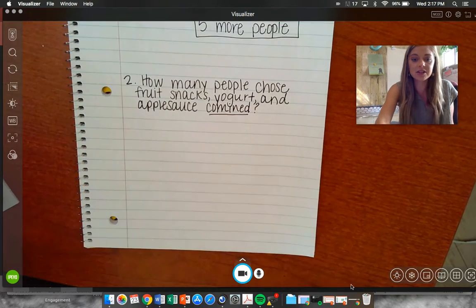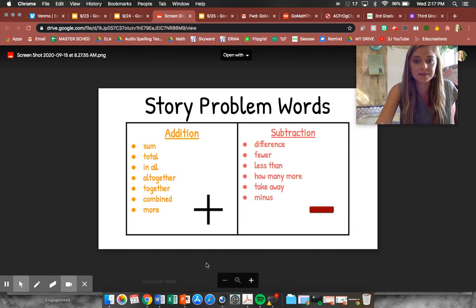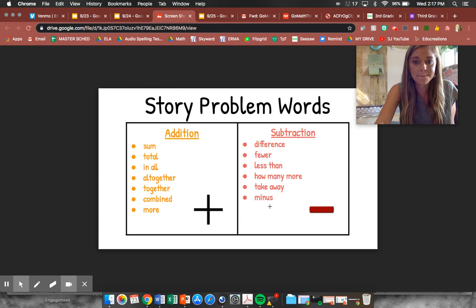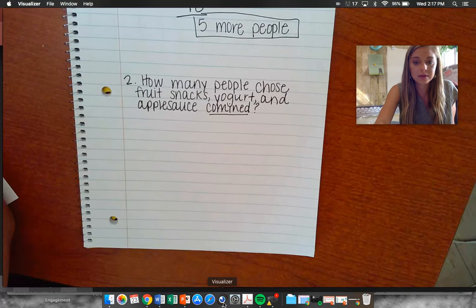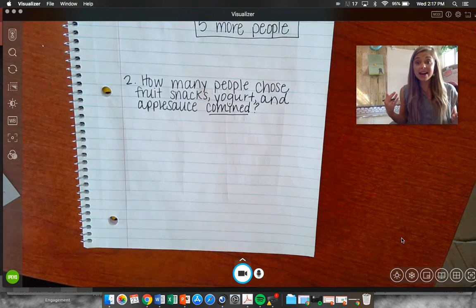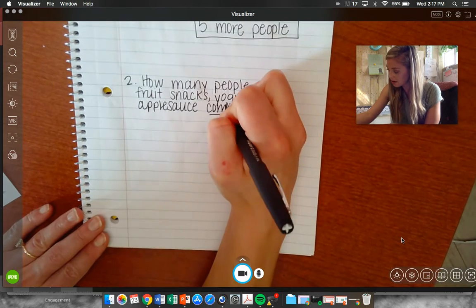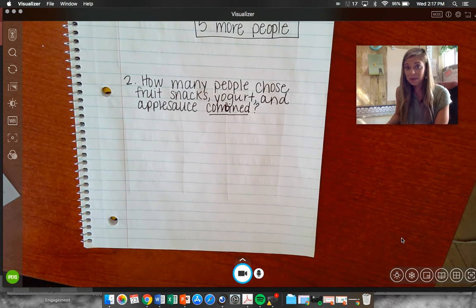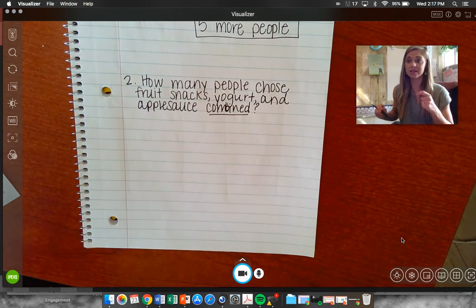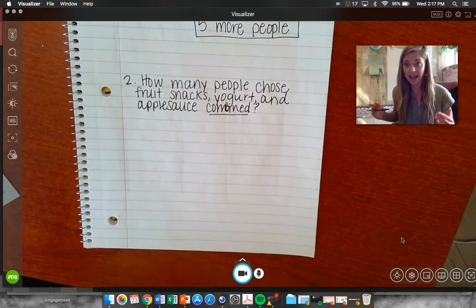Okay, let's look to see what combined means. Where do you see the word combined? Underneath addition or subtraction? I see it right here underneath addition. Okay, so that means we have to add up. Oops, I spelled combined wrong. There we go. First, we have to add up the number of people that chose fruit snacks, yogurt, and applesauce all together. So combined, we have to add them.